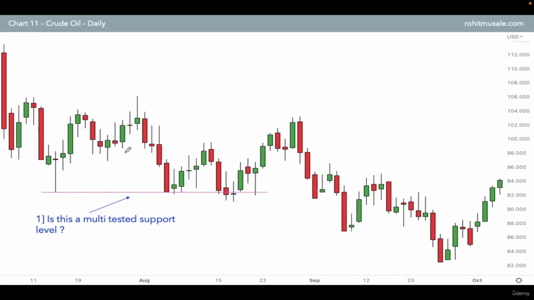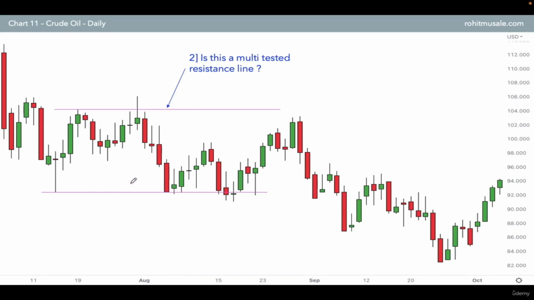So in this section, we will look at commodities now. So this is chart number 11, crude oil, daily chart. Question number 1, is this a multi-tested support level? So this pink color line. Number 2, is this a multi-tested resistance line? So again, this pink line I have drawn for you.